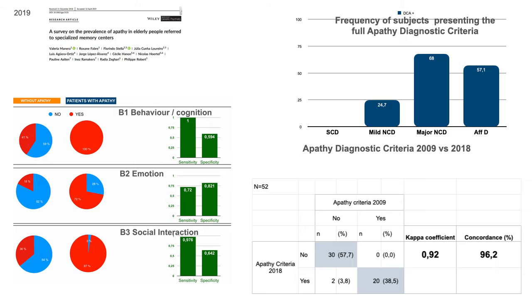A survey in elderly people referred to specialized memory centers allowed to define the frequency of apathy in different clinical conditions, including neurocognitive disorder and affective disorder. Dimension B1 showed the highest sensitivity, meaning that its presence was strongly associated with the presence of full apathy diagnostic criteria.